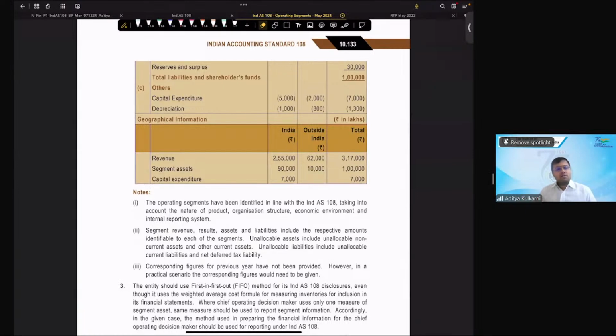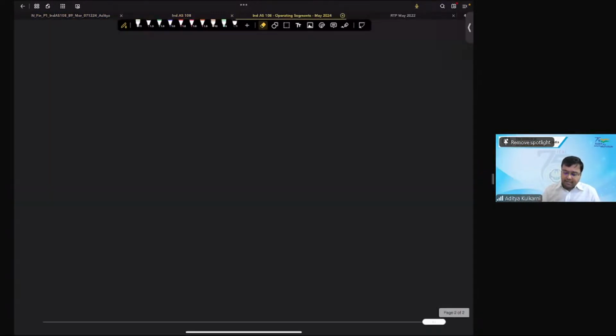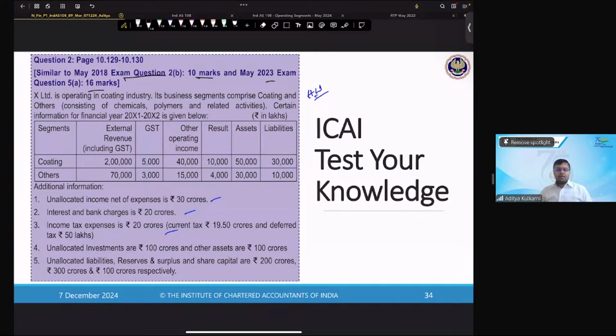Yes, sir. Please try it. In terms of value add, there is very little I see myself adding, because it's just plugging in the information. But please do it because this has come in your examination. It has come for 10 marks, and in May 2023 it came for 16 marks. That is why it's very important. So please try it.